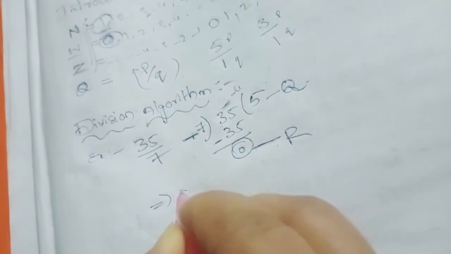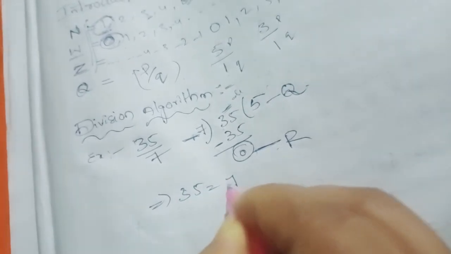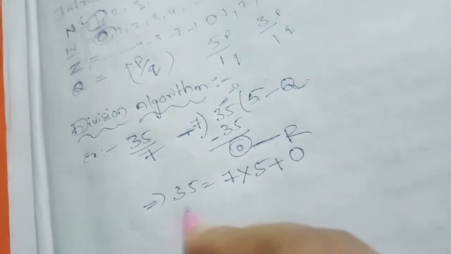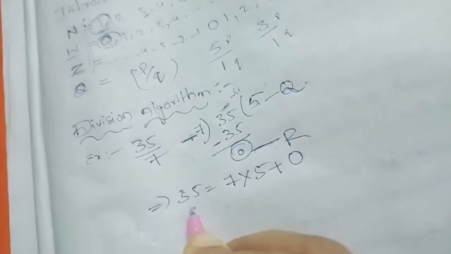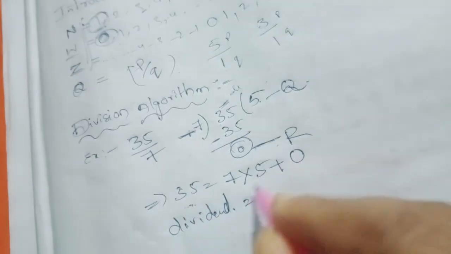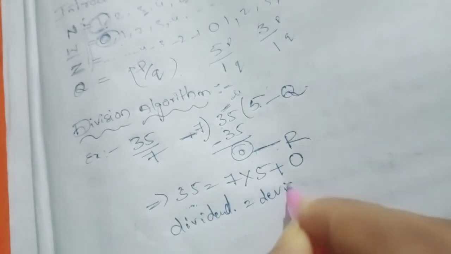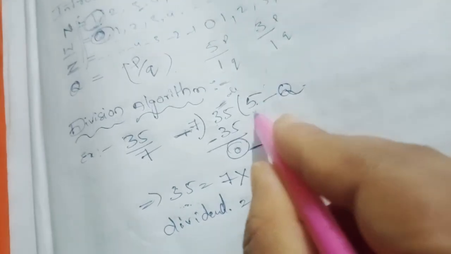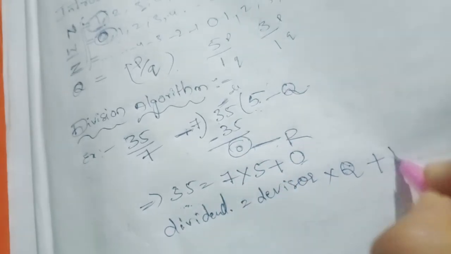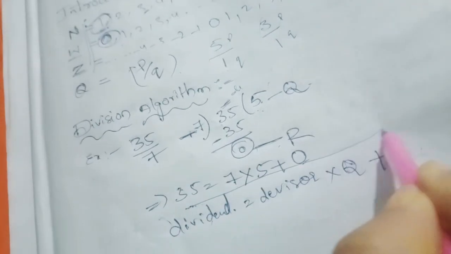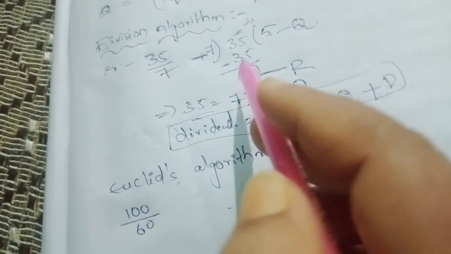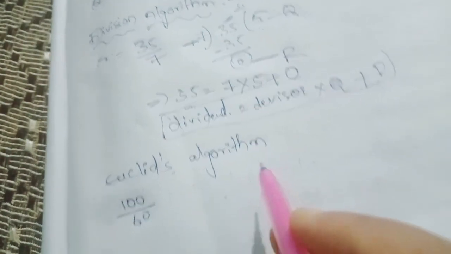We will write this one: 35 is equal to 7 into 5 plus 0. That means this is the dividend, which is equal to the divisor into the quotient plus the remainder. This is the formula. This division algorithm is also called Euclid's algorithm.